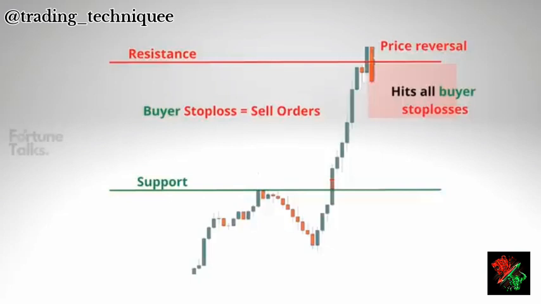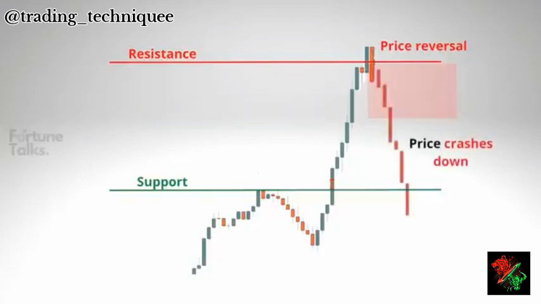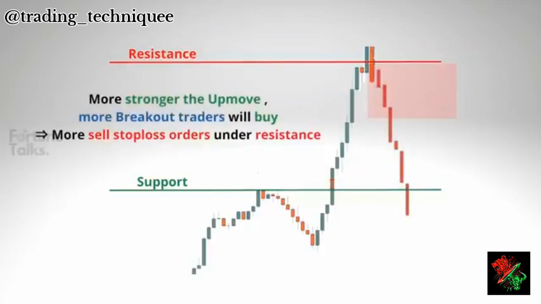This in turn means that these are actually sell stop loss orders which will induce further selling pressure in the market. Now, the stronger the bullish move is into the market structure, the more breakout traders will enter the trade and there is more buying. And more buying in turn means more sell stop loss orders behind the resistance. And if the price reverses towards the downside, it will hit all the sell stop loss orders of these breakout traders.